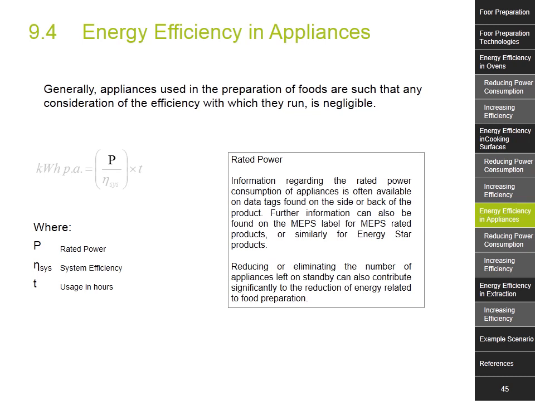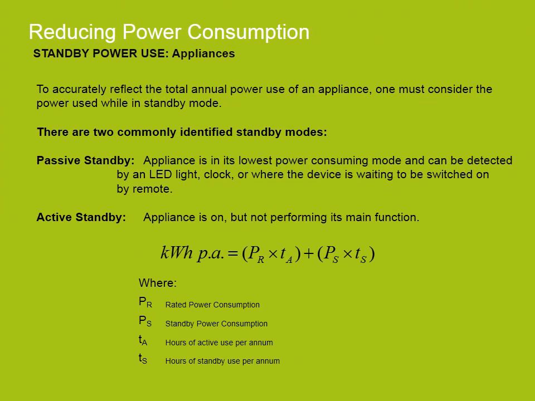Reducing or eliminating the number of appliances left on standby can also contribute significantly to the reduction of energy related to food preparation. To accurately reflect the total annual power use of an appliance, one must consider the power used while in standby mode. Standby power is energy used by an electrical device while connected to power but not in operation. There are two commonly identified standby modes.